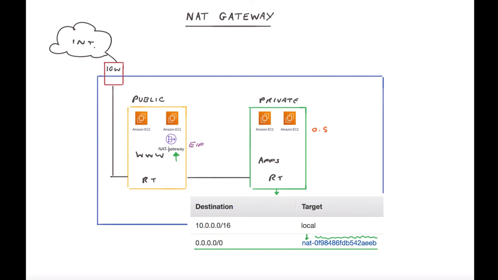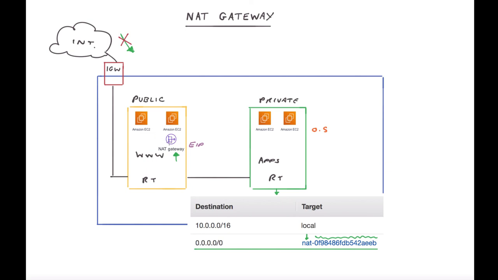Now, the important thing with a NAT gateway is that it will not accept any inbound communication initiated from the internet. It will only accept outbound communications originating from within your VPC. So it will deny all inbound traffic that's been initiated from the internet.